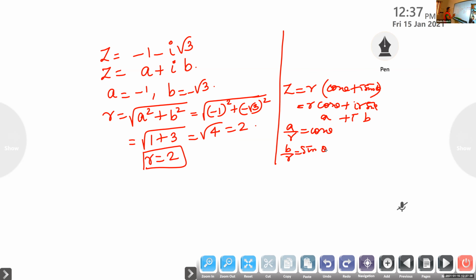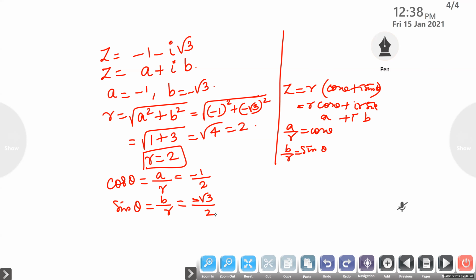So R is there. Next I am going to find cos theta. What is cos theta? It is A by R. What is A? It's minus 1 by 2. What is sin theta? It is B by R. What is the value of B? Minus root 3 by 2. Is it clear, children? Cos theta is minus 1 by 2. Sin theta is minus root 3 by 2.